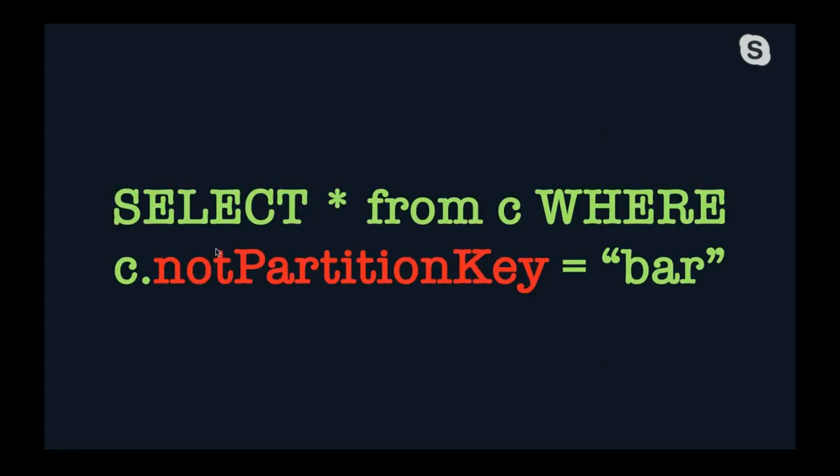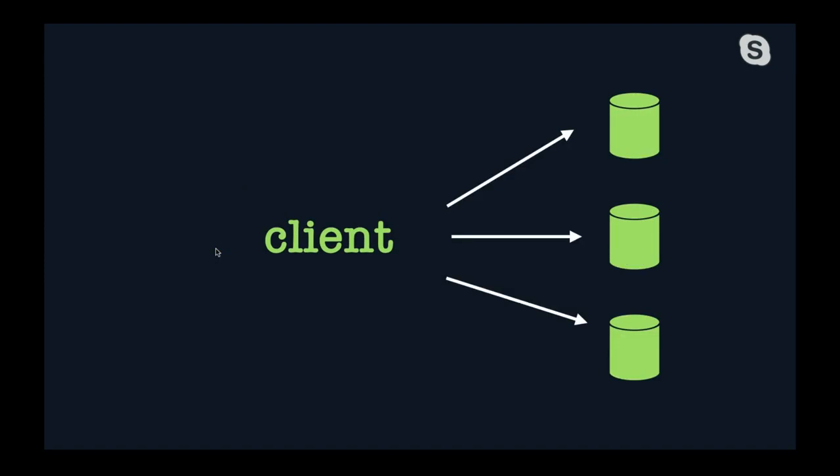But what happens if you do the reverse? We call this a cross-partition query. You query on something where you're filtering by something that is not a partition key. And what happens is the client then takes over, and it ends up finding a list of all your partitions from the backend, and then it goes and executes the query against each physical partition.